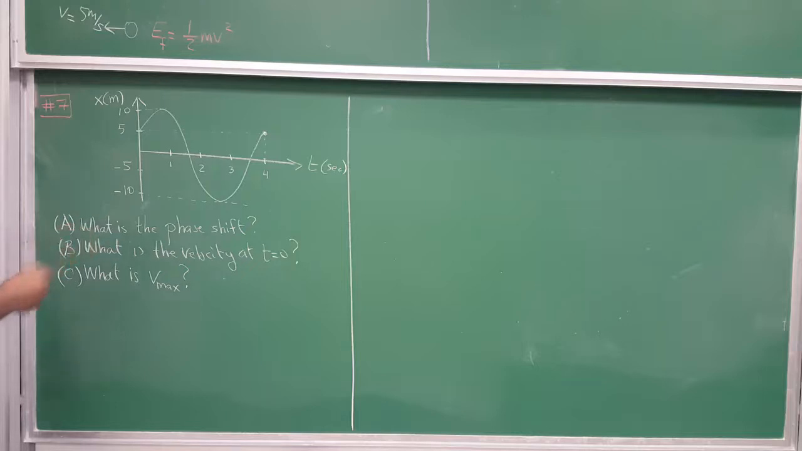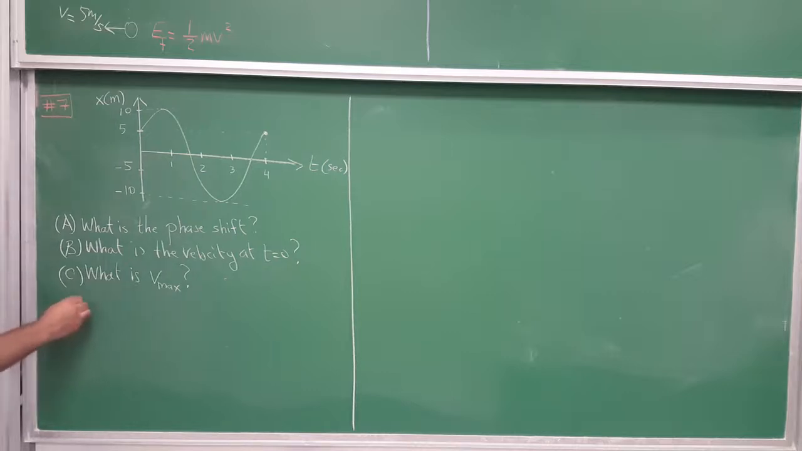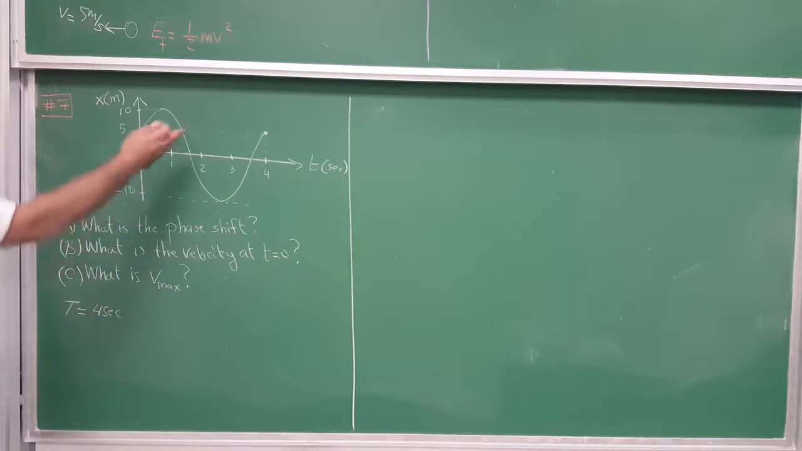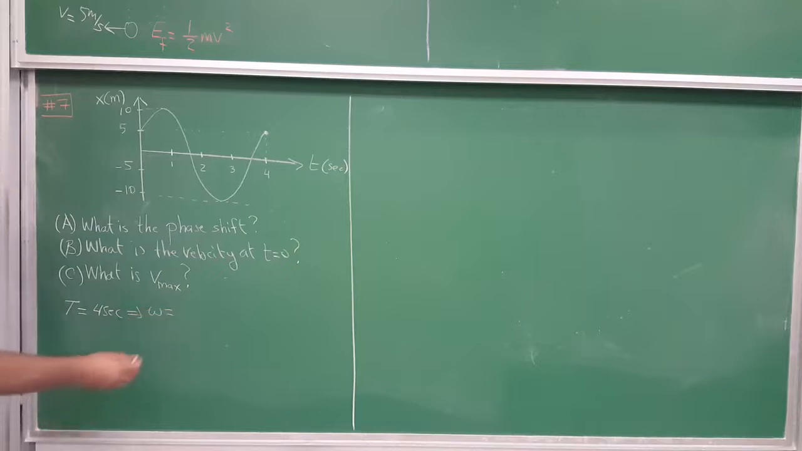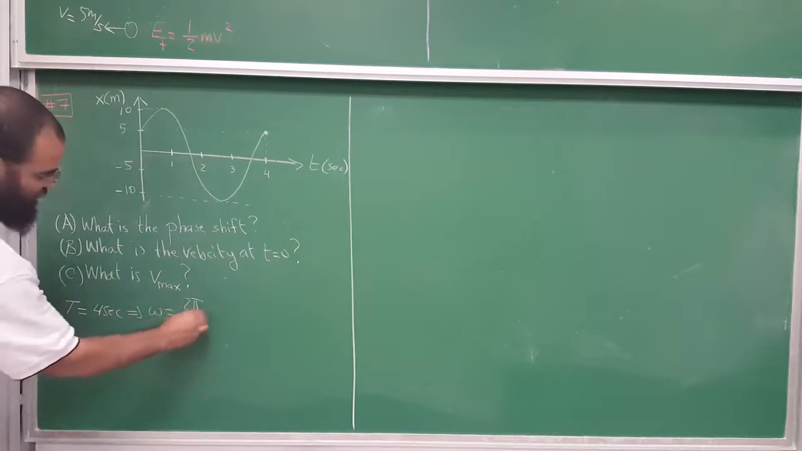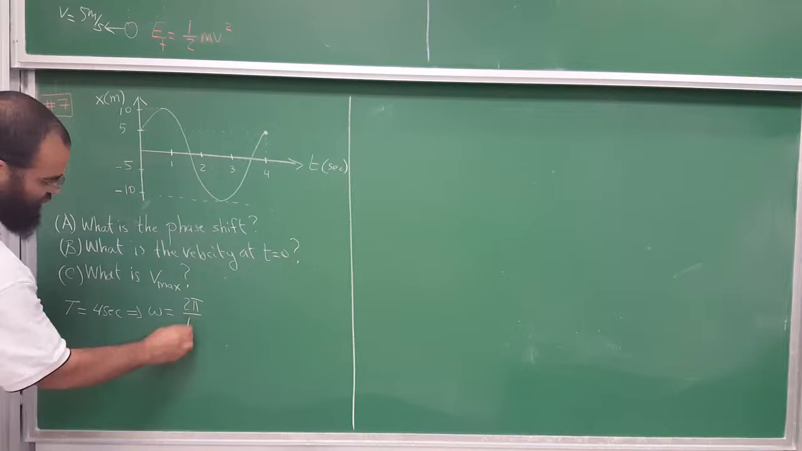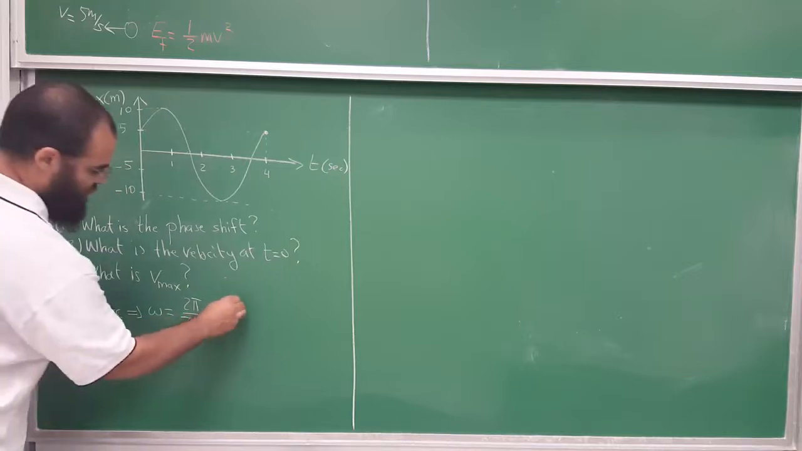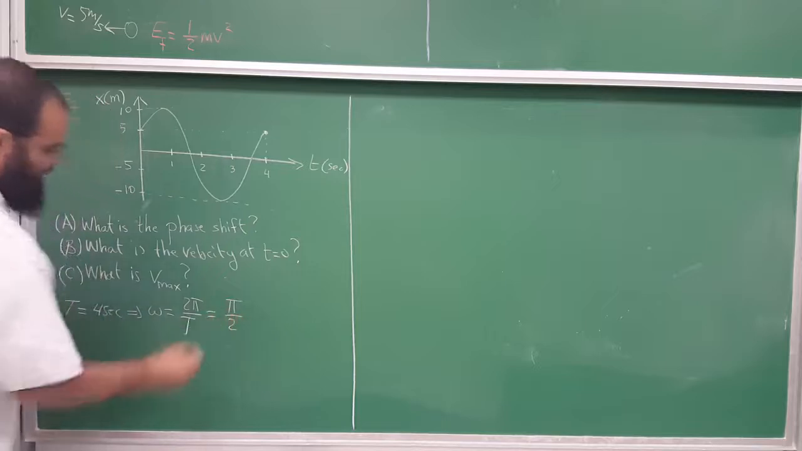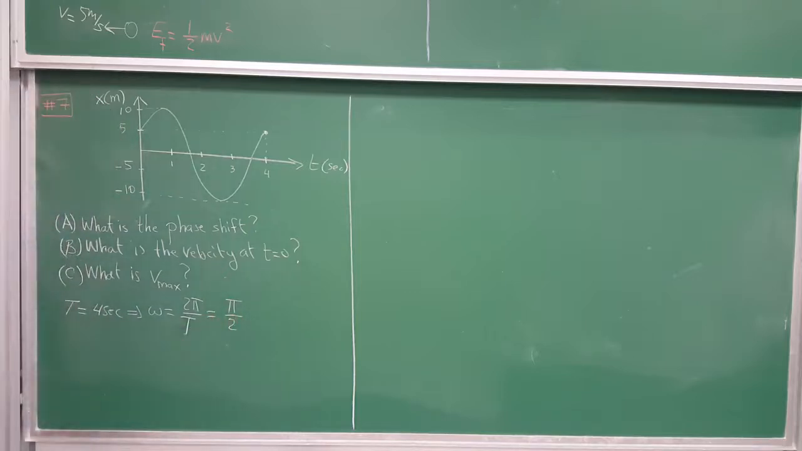The first question they ask is, what is the phase shift? The phase shift, remember, is phi. So let me just write it. The period is 4 seconds. We just read it off the graph. Therefore, omega, which is 2 pi over the period, is 2 pi over 4 seconds. If you plug in 4 here, you get pi over 2. So omega is pi over 2.